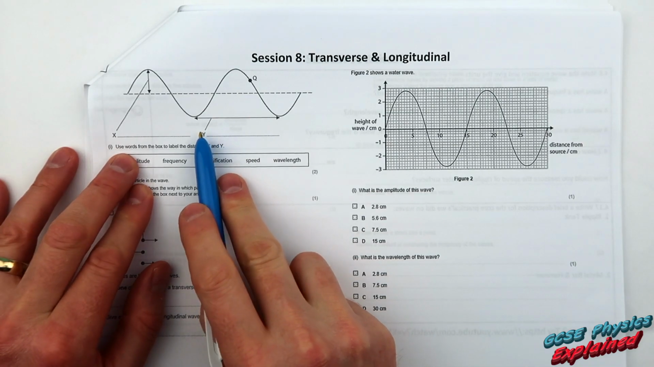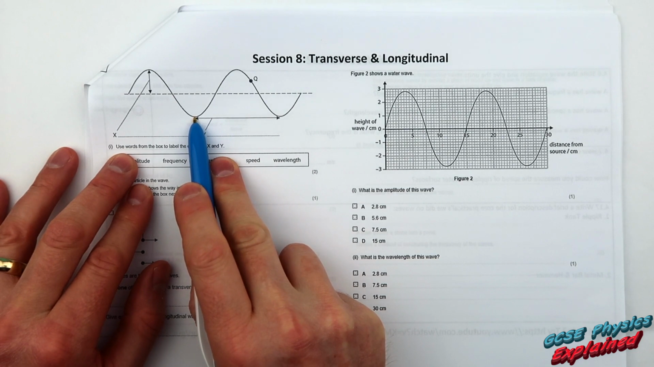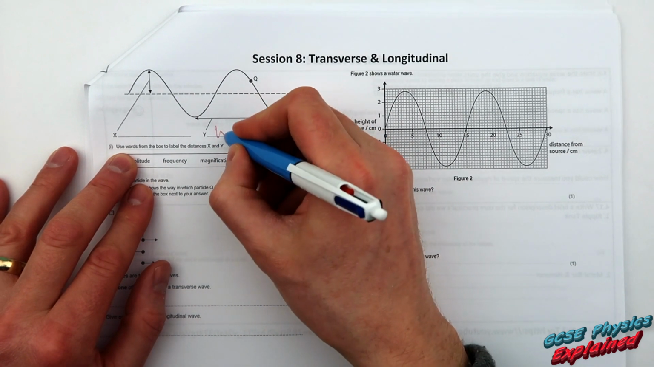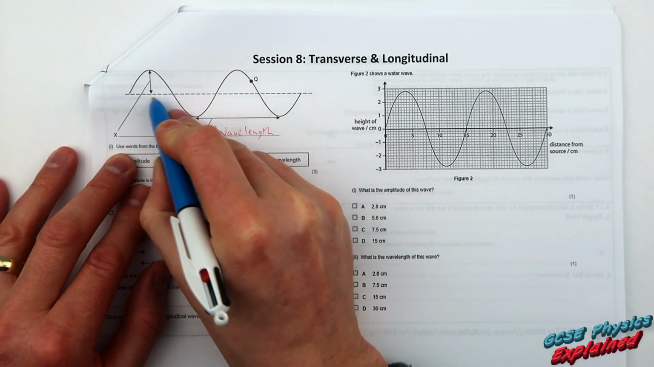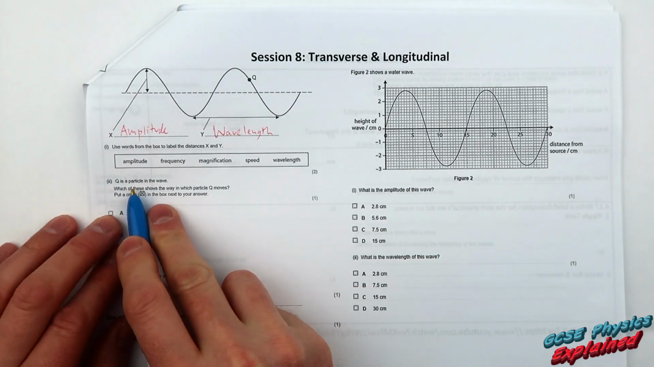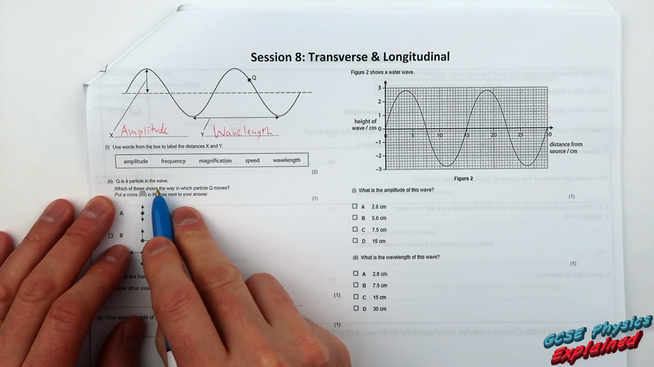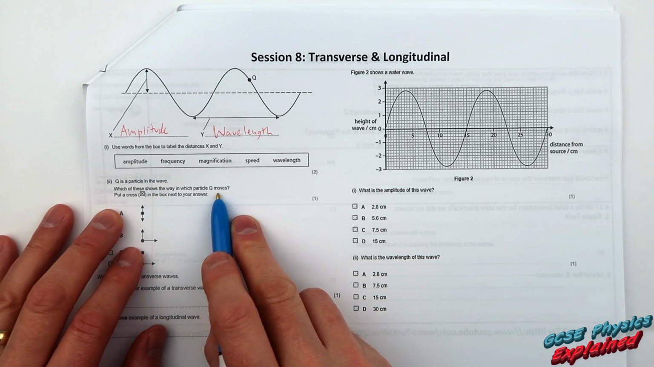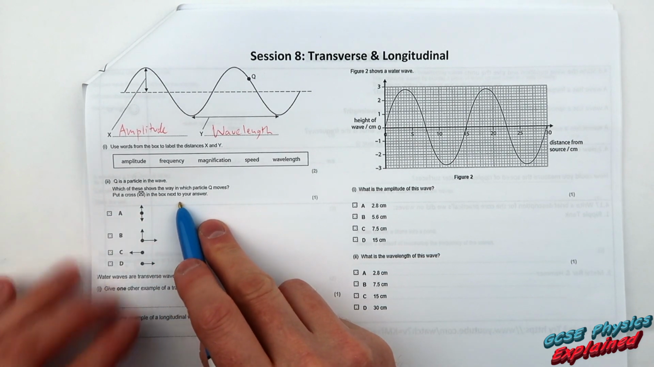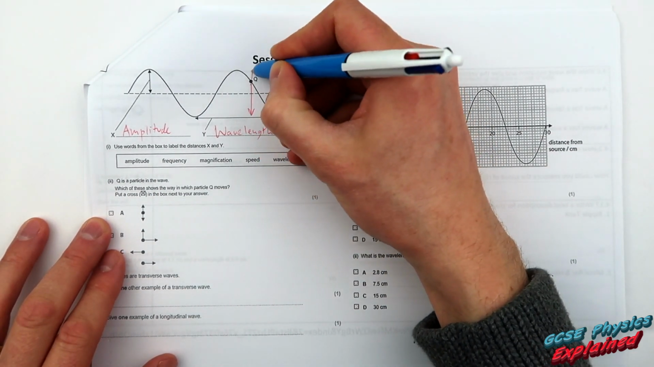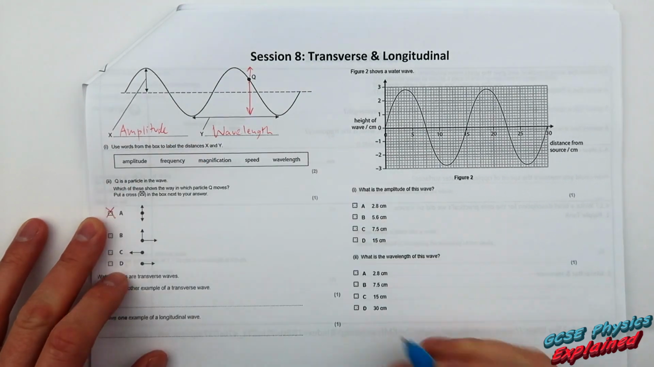Right, I've got to label these things, have I? So from that position, it's at the bottom, and that position's at the bottom. They're identical positions, so that's the wavelength. And there's from the middle up to the top. That's the amplitude then. Q is a particle in the wave. Which of these shows the way in which particle Q moves? Put a cross in the box next to your answer. Well, Q is just going to go up and down, isn't it? So it's going to be A.